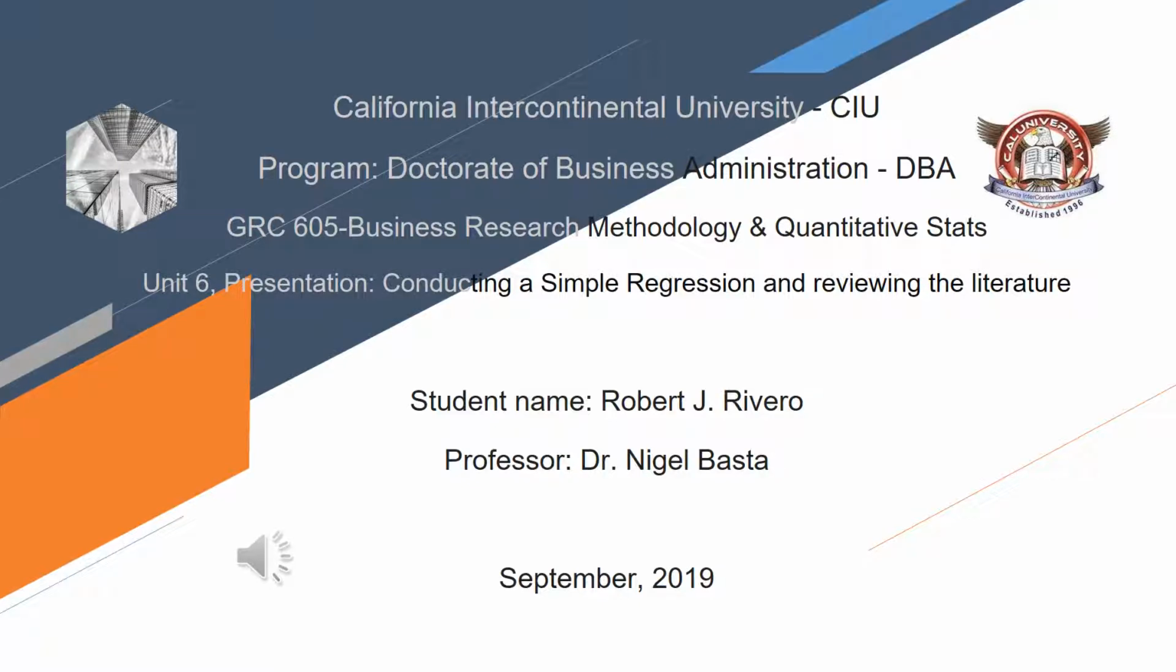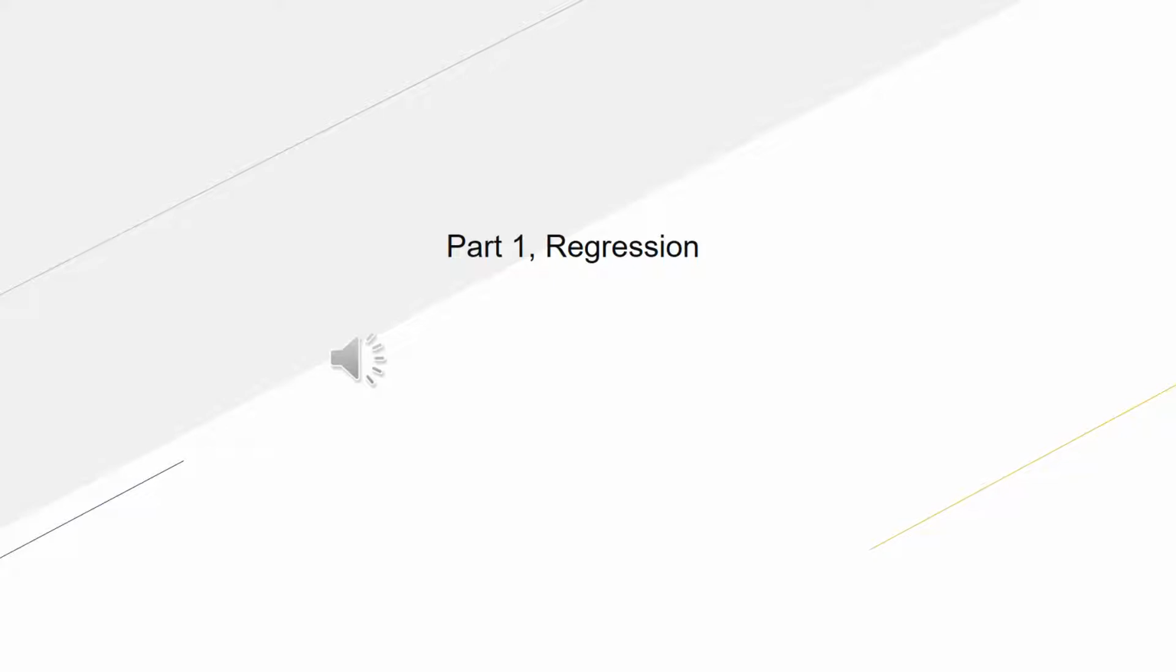This is a presentation for California Intercontinental University (CIU) Program Doctorate of Business Administration, GRC 605, Subject Business Research Methodology and Quantitative Statistics. Unit 6, Presentation, Conducting a Simple Regression and Reviewing Literature. Part 1, Regression.